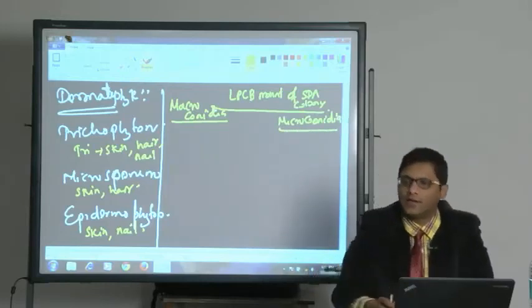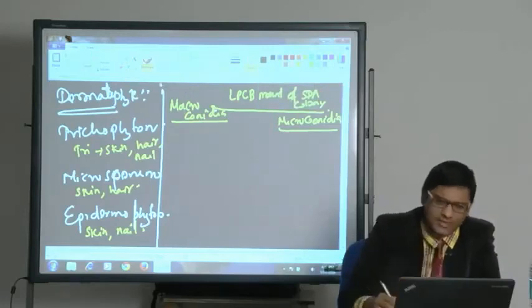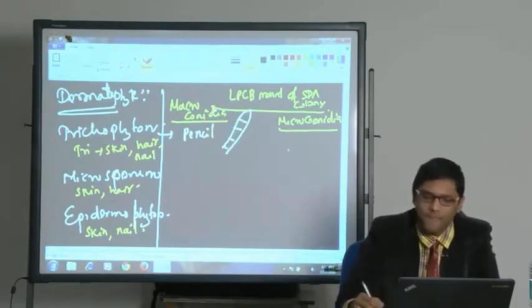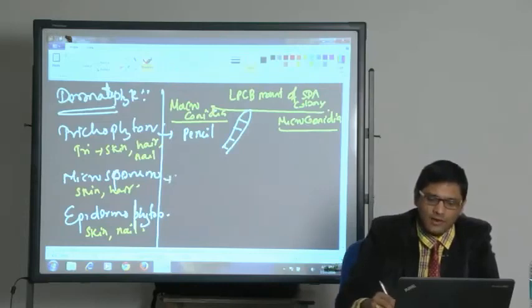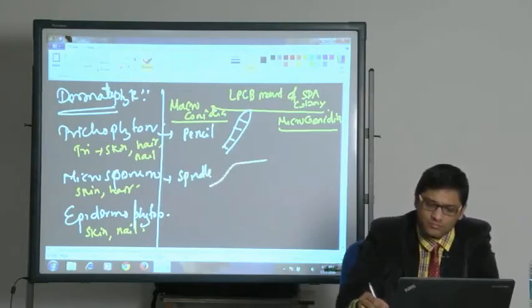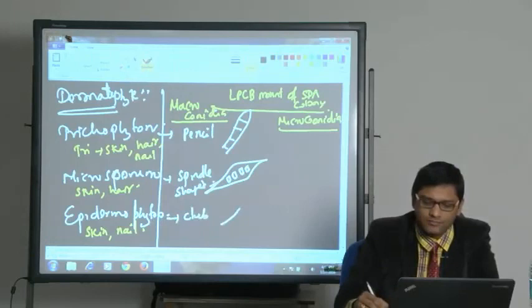Macroconidia and microconidia. Macroconidia, for example: Trichophyton will have pencil shaped macroconidia. Microsporum will have spindle shaped macroconidia. Whereas Epidermophyton will have club shaped macroconidia.